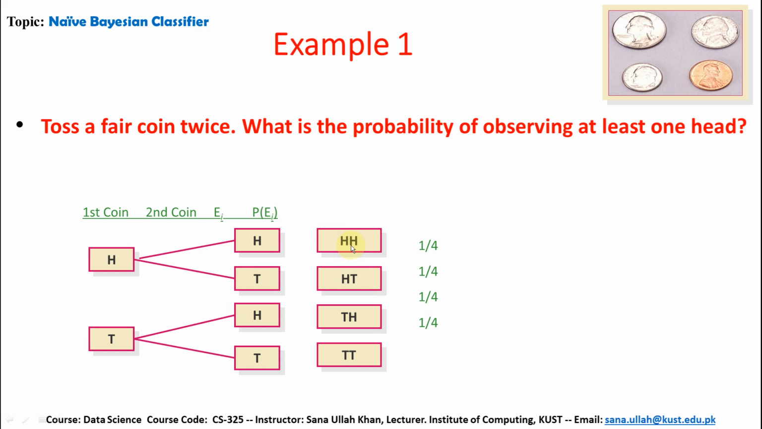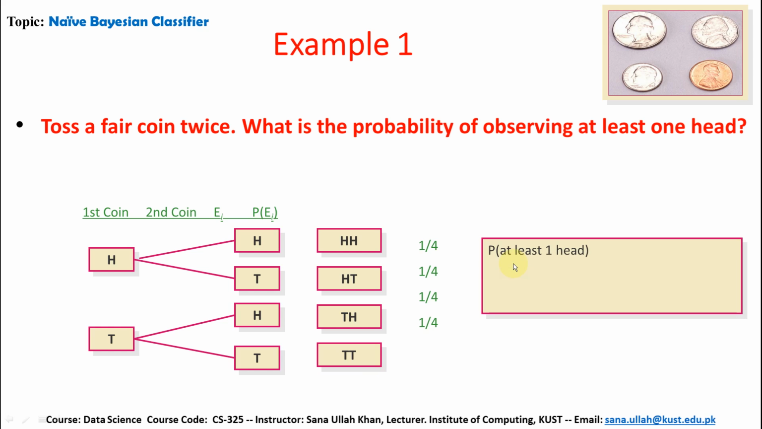The two coin toss may be both head, first head and second tail, first tail and second head, and both tail. So the first three events contain at least one head, while the last event never contains any head. So the probability of at least one head is probability of event 1 plus probability of event 2 plus probability of event 3, and event 4 is not involved because it contains no head. So the result is 1 over 4 for each of events 1, 2 and 3, giving 3 by 4.